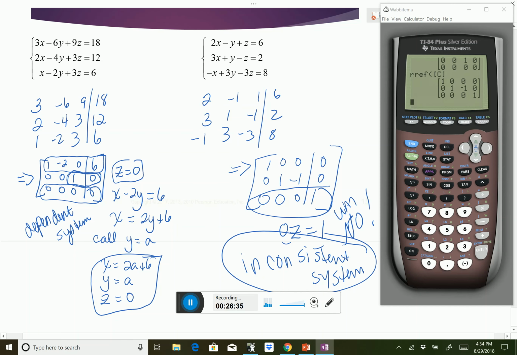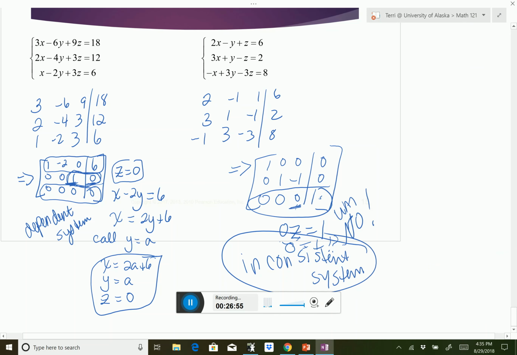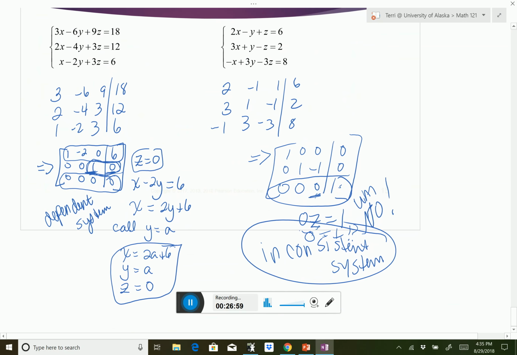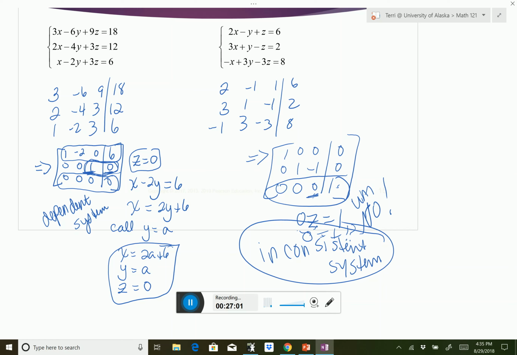So I wanted to point these out especially because you see the difference between having a 1 here and a 0 here. This just means that z is 0. This over here means 0 z's is 1. But 0 times any number has to be 0. So you can't do it. So that's the difference between these two. Okay, so that is it. And we will work on some more of these and different ways to do these.